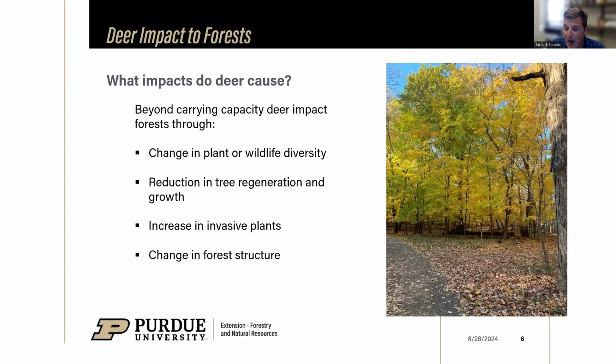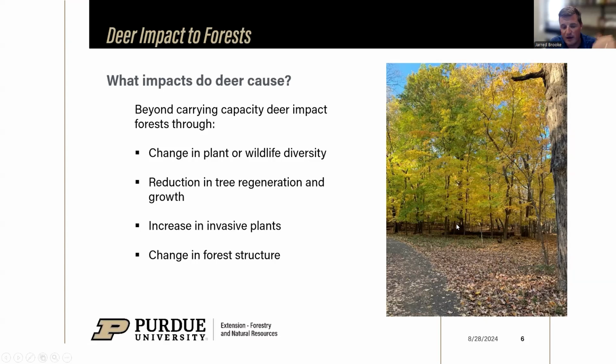A couple of them that are tied to deer impacts would be Japanese stiltgrass and garlic mustard. Those are two species that deer really do not eat at all, and so through deer browsing native plants, they make more room for the invasive plants. And then you get this change in forest structure like you see in this picture here.